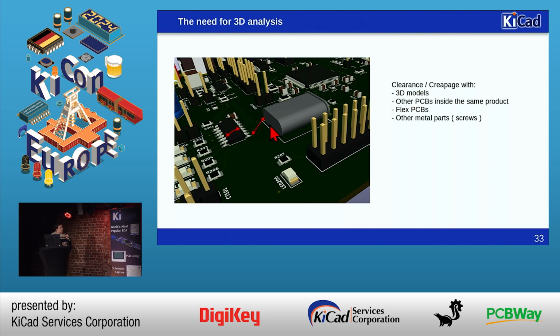This 3D check could also apply to other parts, like between PCBs if you have a PCB flex, or if you have screws, because creepage and clearances don't really care if you're on your PCB, what's very important is the entire product. This is not something KiCad I think should tackle because it's not a 3D engine, but maybe in the far future we could have those kinds of checks.